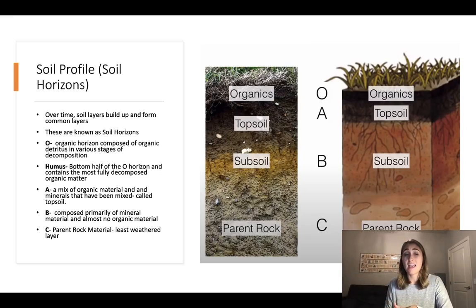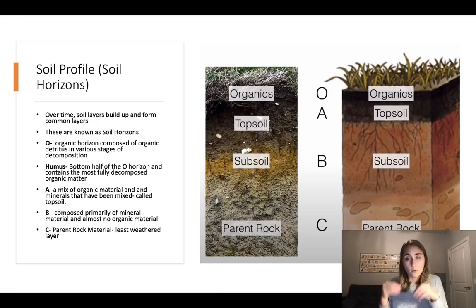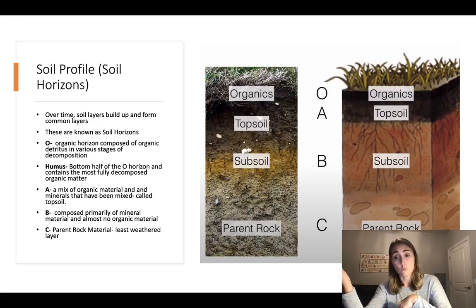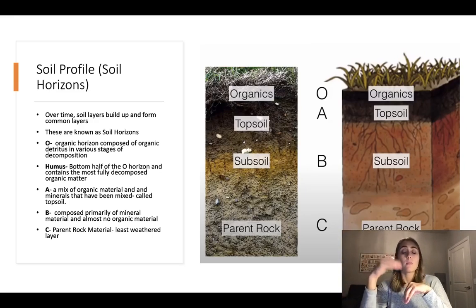That then works into the A layer, and this is going to be considered the topsoil layer. This is going to have a pretty even mix of the organic material as well as the minerals or nutrients that have come from the parent rock. And so this is where the bulk of plant growth is going to happen. This is where plant roots are going to dig in, and they're going to have access to all of the nutrients that they need in order to grow. And so you can kind of see the root systems making their way down into the A layer.